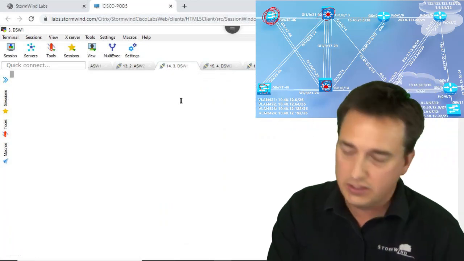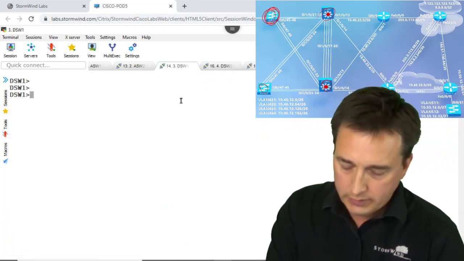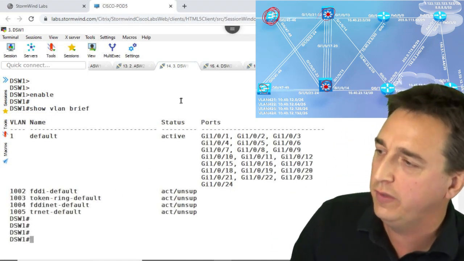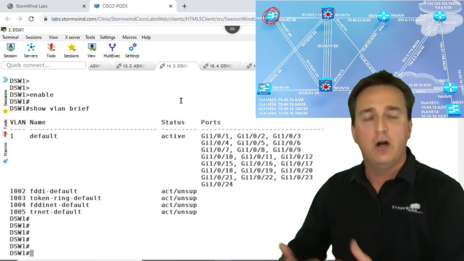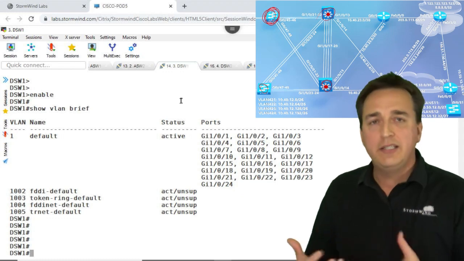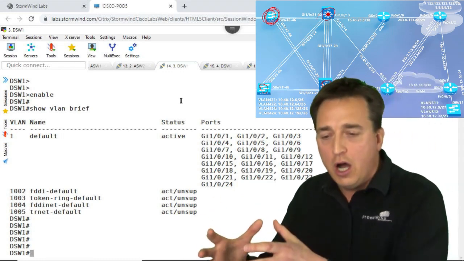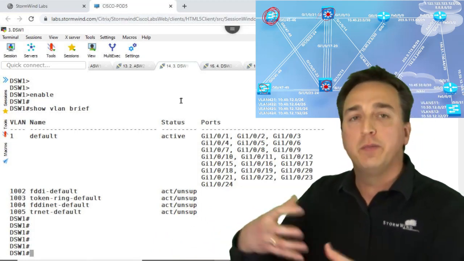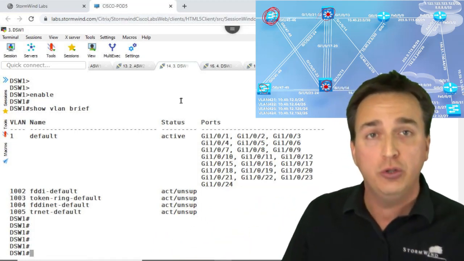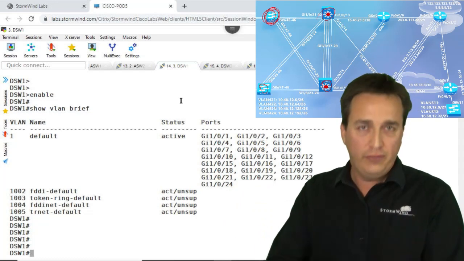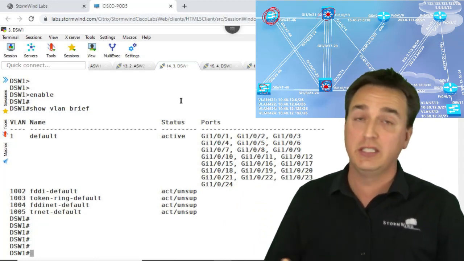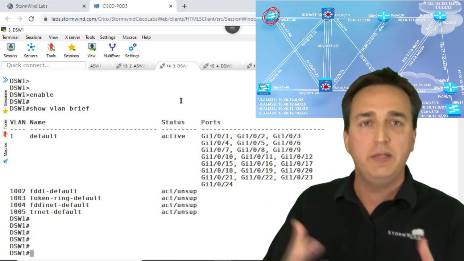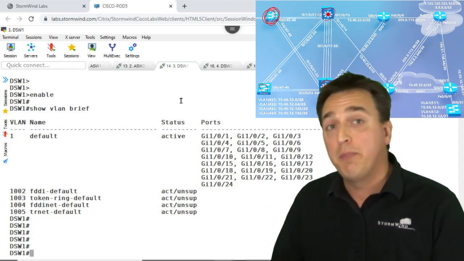When I access DSW1, we'll see in the output here of DSW1 that there are no VLANs listed except for the default VLANs. So by default, folks, our switches are not going to be sharing VLAN information with each other. It is up to you to manually configure the VLANs on each and every single one of your switches. However, at one point in time, Cisco created VTP. And VTP can operate in different modes.